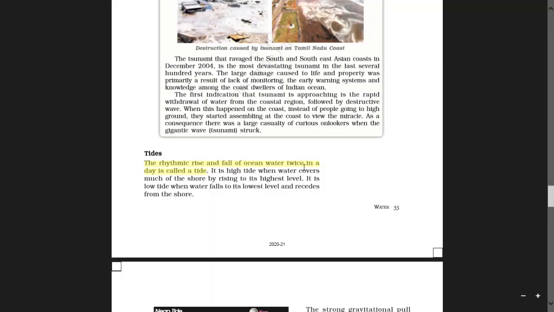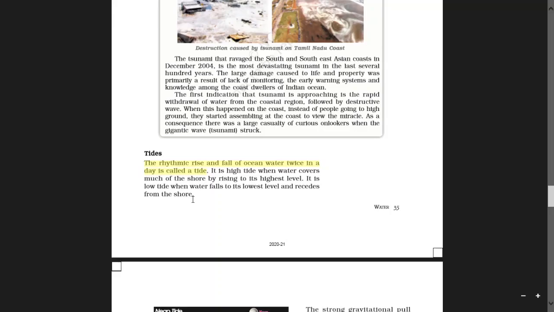It is high tide when water covers much of the shore by rising to its largest level. Shore means the edge of a sea or lake. It is low tide when water falls to its lowest level and recedes from the shore. High tide and low tide are the two types of tides.